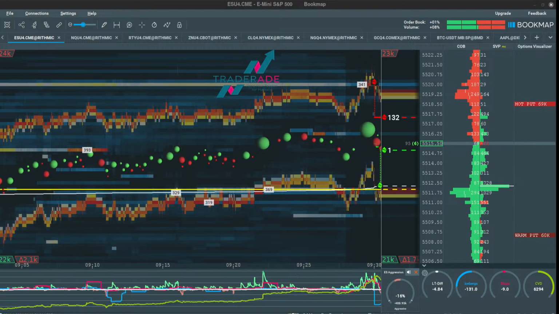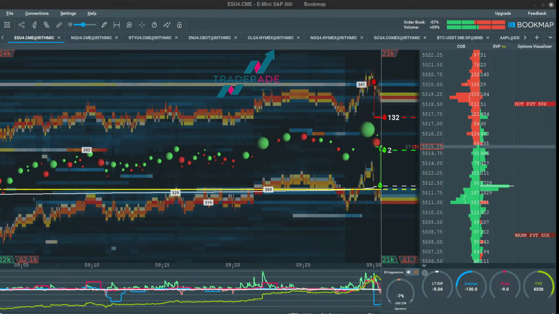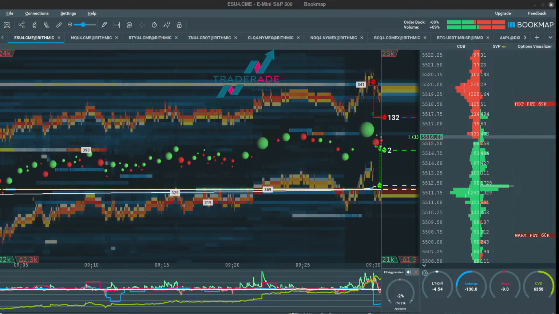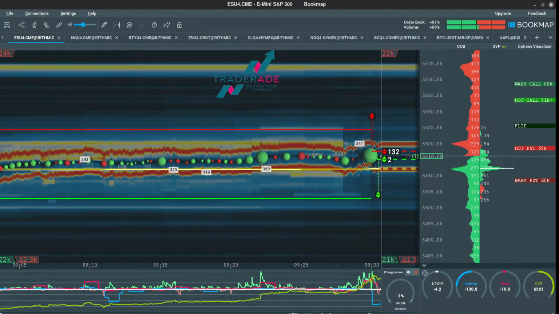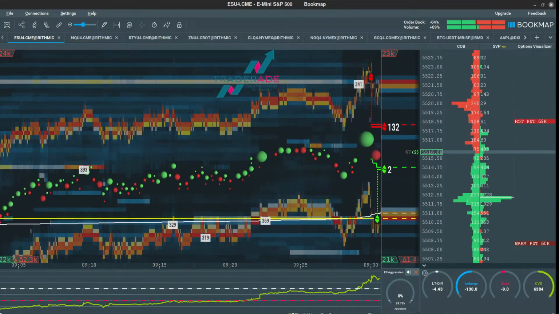So ding, ding, ding, market is open, and you can see liquidity conditions still pretty poor. We'll give it 10, 15 minutes to see how this shapes up. We've also got the options visualizer on screen to show some of these areas of positioning, and when volume starts to pick up, we'll see where they're transacting as well.